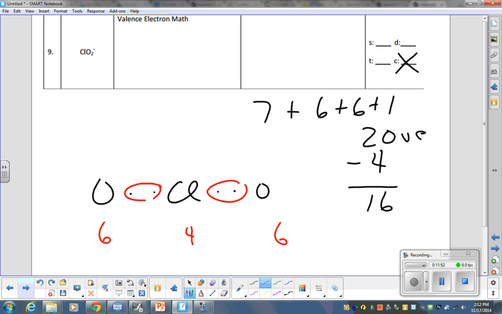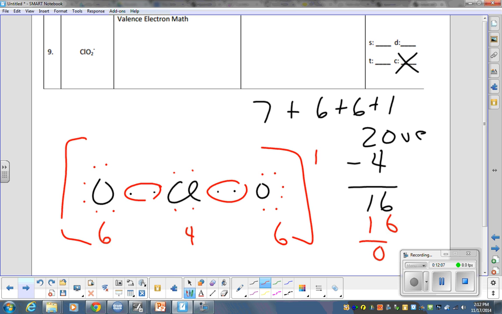6 plus 4 plus 6 is going to be 16, minus 16 is 0. What does that mean? All single bonds. 1, 2, 3, 4, 5, 6. 1, 2, 3, 4 added. 1, 2, 3, 4, 5, 6. Bracket the sucker because it's an ion. Minus 1. This changes to a line in the Lewis structure, and you are good to go. Boom shakalaka. It has 2 single bonds, and that is it.